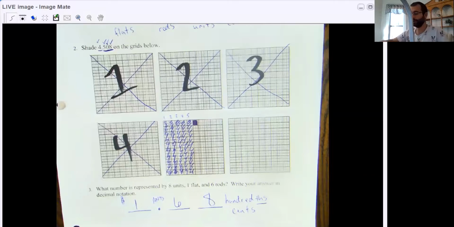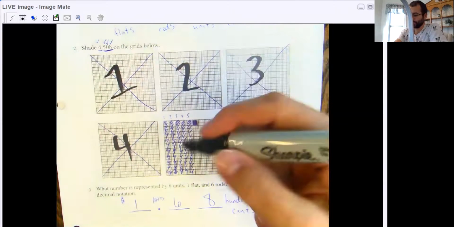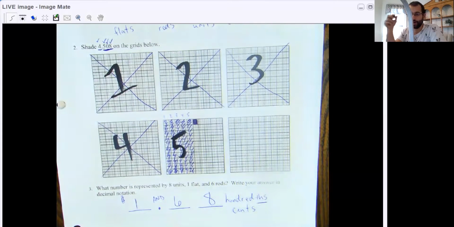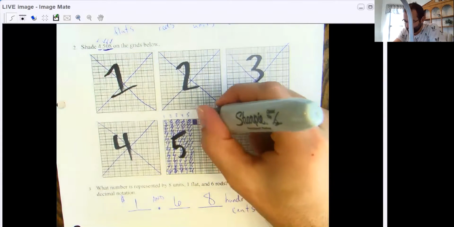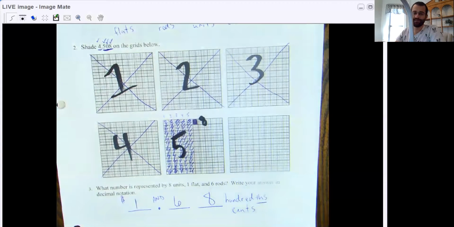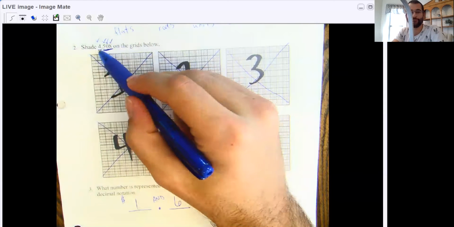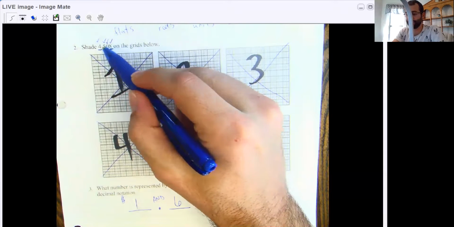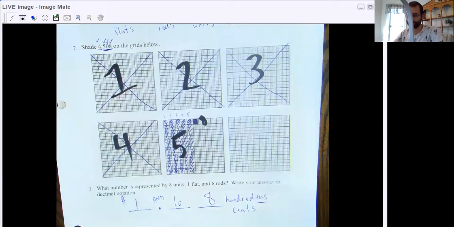So what did we do? We did 4 flats, we did 5 rods, we did 0 of our actual units, and we did 8 of our tiny units to get our number here of 4.508, or how would I say this properly? 4 and, now this whole number, 508 thousandths. Thousandths, because now I go to the thousandth place.